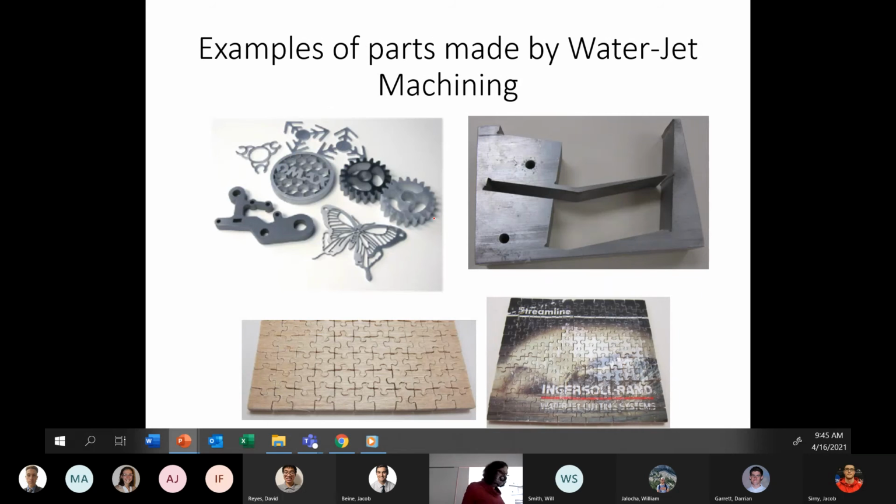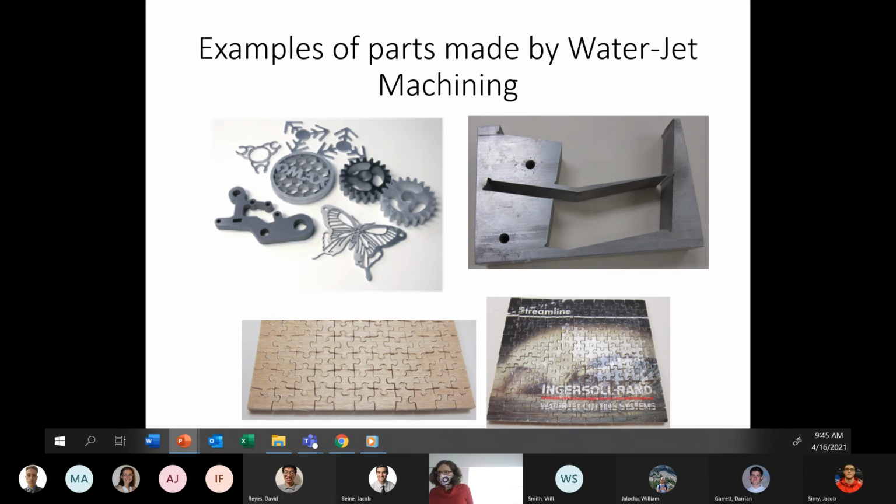Some examples of parts that were made by water jet. This puzzle, I just think is fascinating. Of course, it's a company that produces water jet systems that makes it, but this was all cut by water jet. So you can see the level of detail you get and how small the cut is. These parts were all, again, cut by water jet, as well as this, which is a little bit of a thicker material.